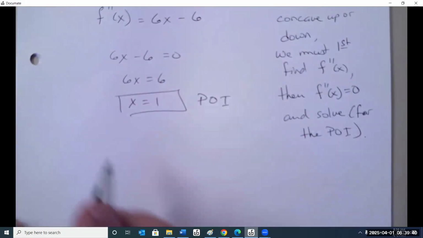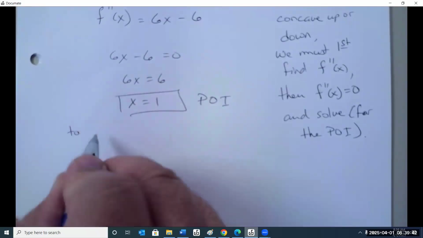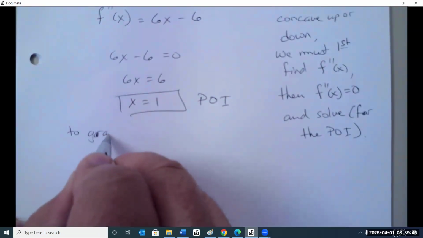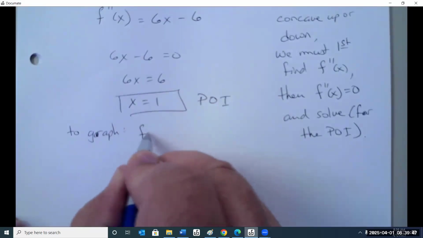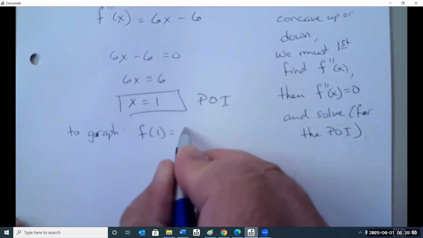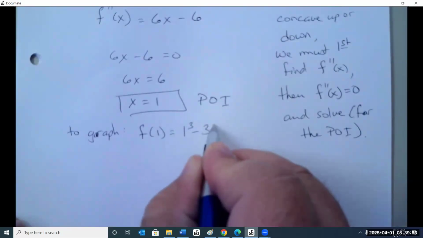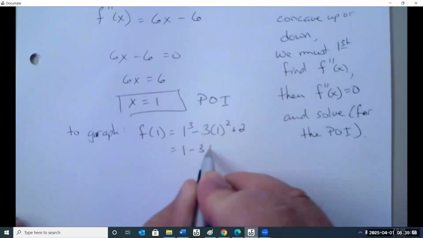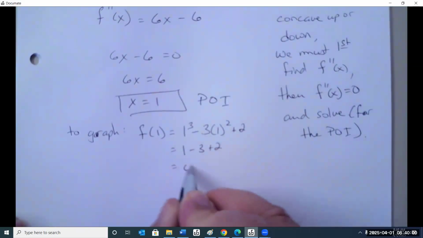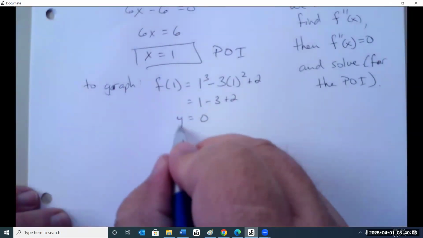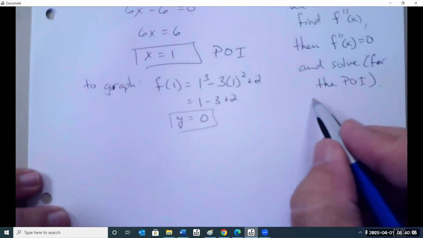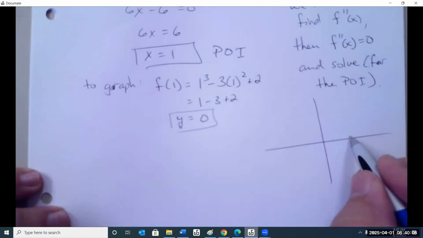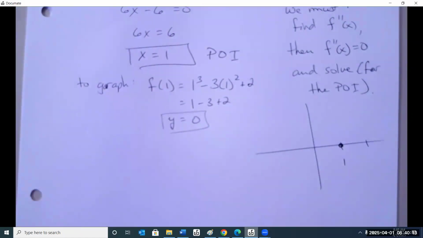If we were to graph it, put it back inside our original function. That's 1 minus 3 plus 2. It makes it 0. So our point of inflection has that point there. It's at (1, 0).